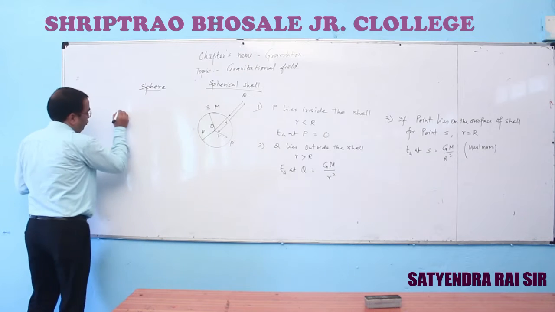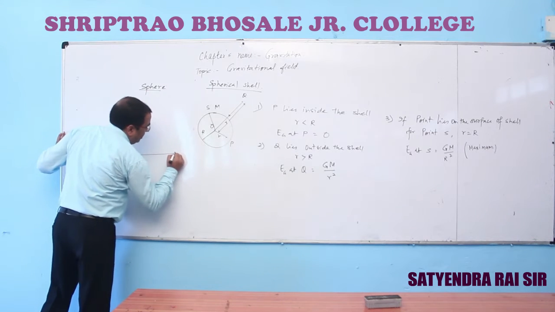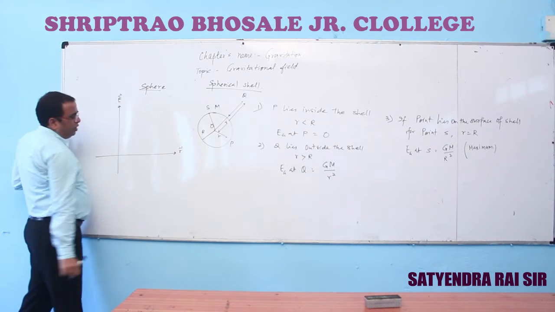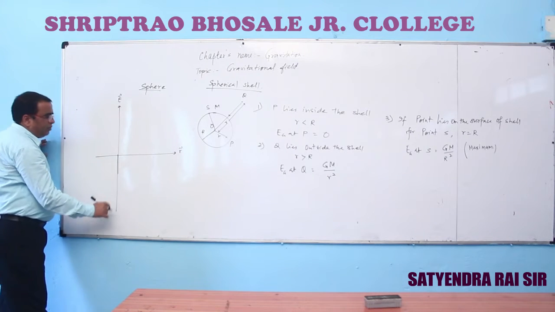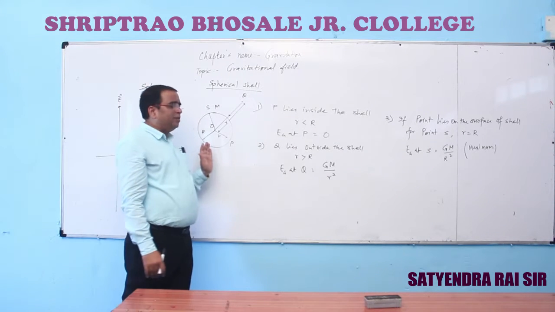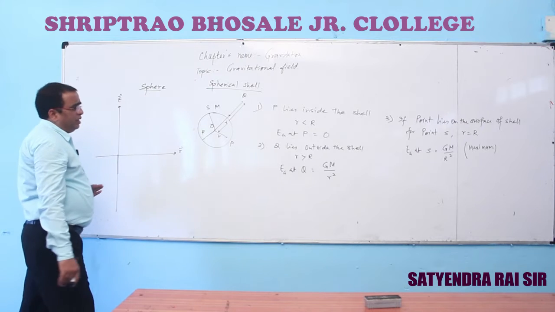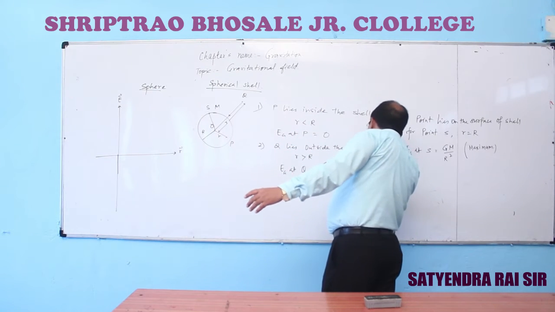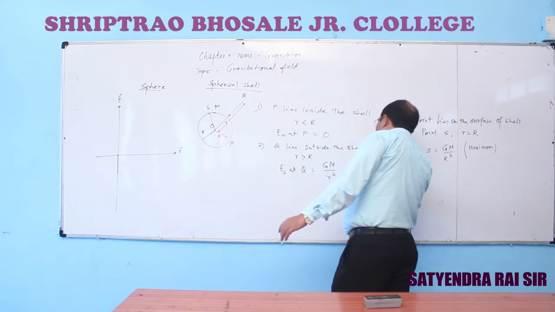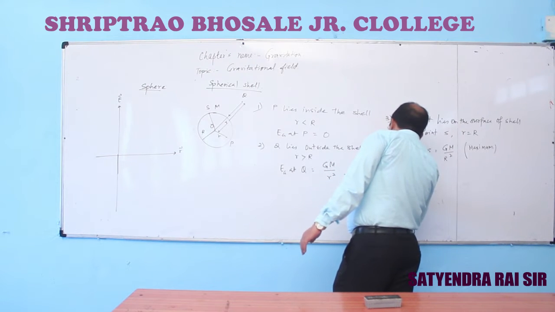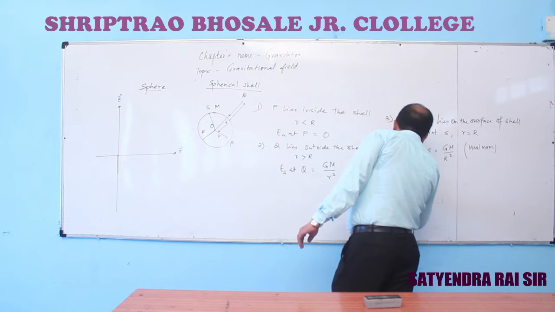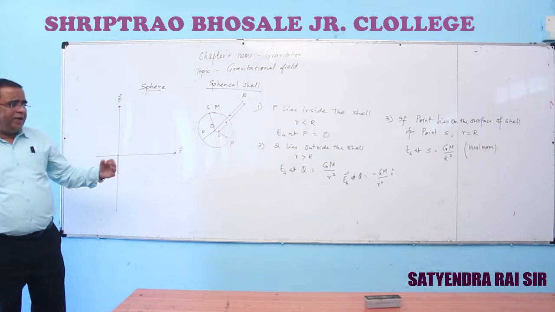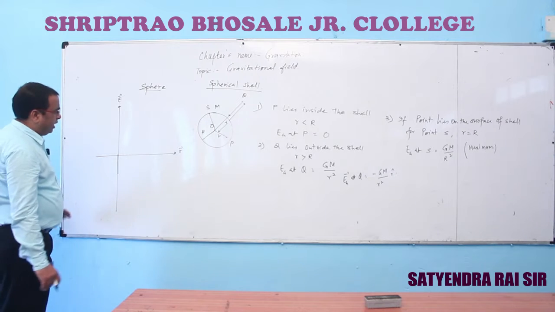And if they ask us to plot a graph, let us learn this graph also. The E versus R graph. Since the field is radially inward, opposite to the vector R, in vector form I can write E_G at Q as minus GM by R square R cap, where R cap is the unit radial vector. We are almost familiar with these things, right?